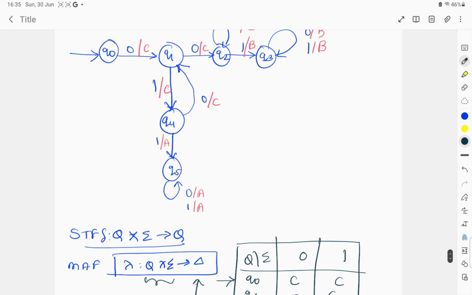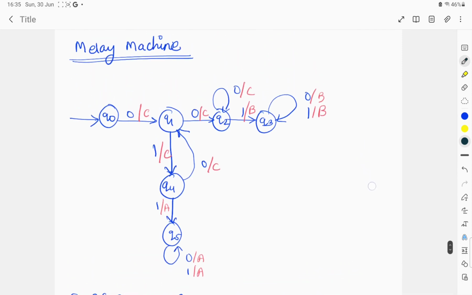So that's it with this particular example, understanding what Moore and Mealy machines are and how we solve these questions.